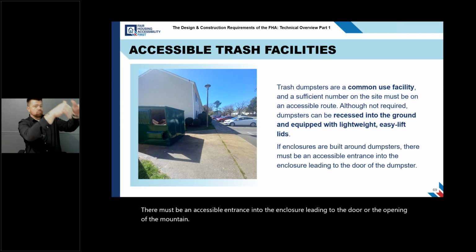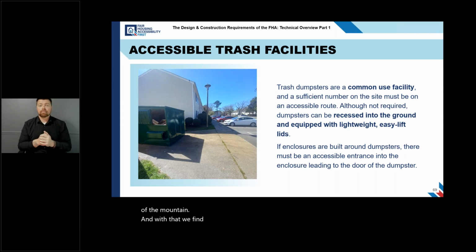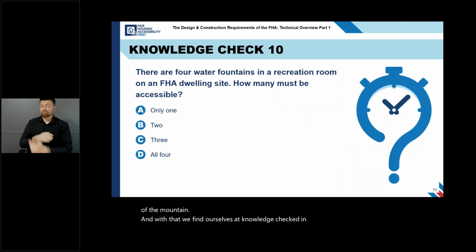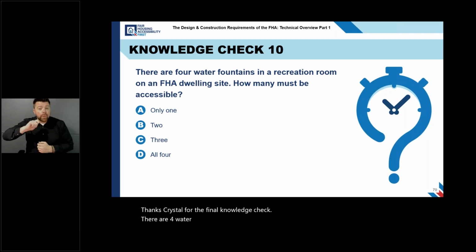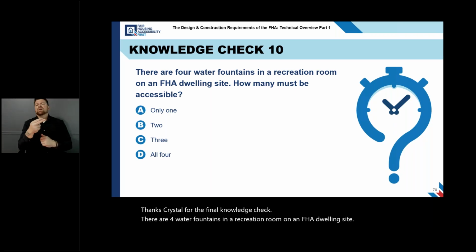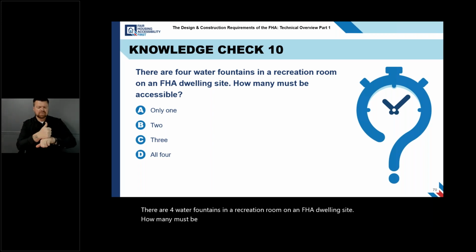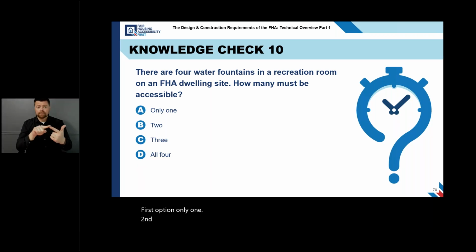And with that, we find ourselves at knowledge check 10. Michael? Thanks, Crystal. For the final knowledge check, there are 4 water fountains in a recreation room on an FHA dwelling site. How many must be accessible? First option, only 1. Second option, 2. Third option, 3. And the fourth option, all 4.